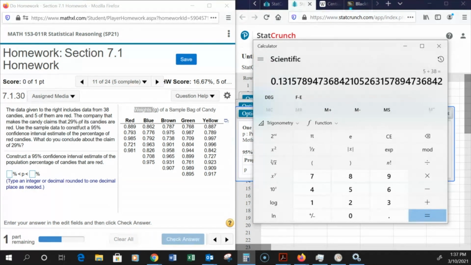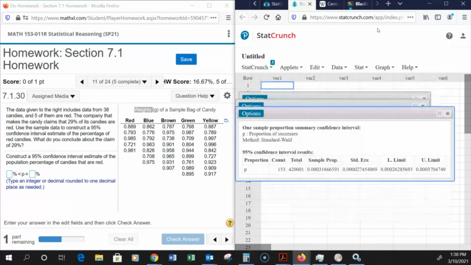Well, the company says that 29% of the candies are red. No, they're not. Well, of course they're not. There's normal variation, right? This is just a different bag. Every sample is different. You might get 5, you might get 6, you might get 4, you might get variation. There's nothing wrong with this bag of candy. Move along. Well, wait a second. I'm a statistician. I'm going to do some work here.